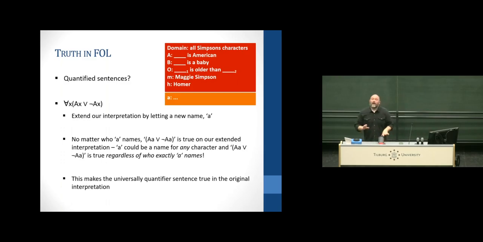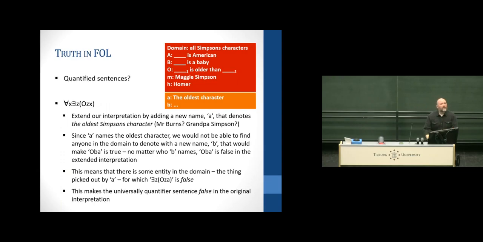Okay, and then our last sentence. Remember our last one, it said for everything in the domain, there's somebody in it that's older than them. And we knew that that was false, because there's probably going to be an oldest one, or at least tied for oldest one.